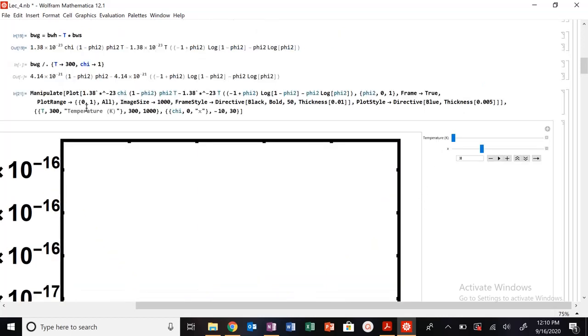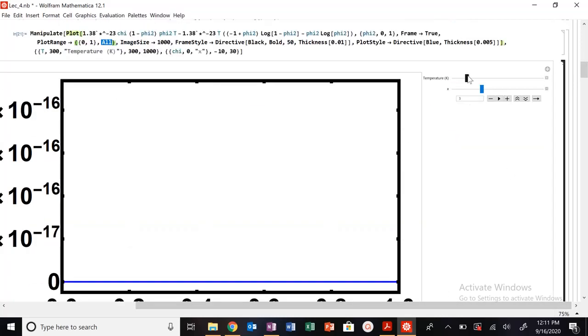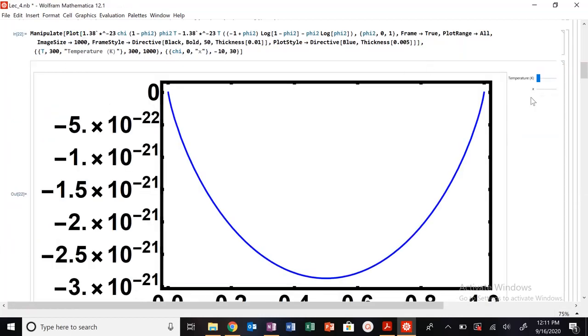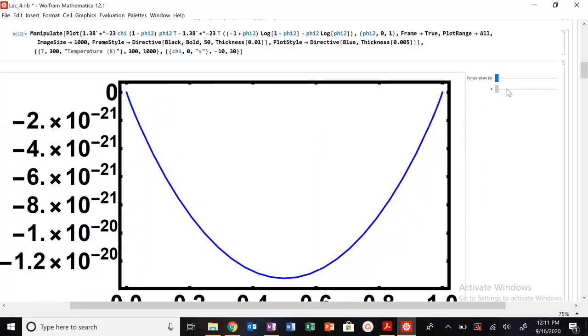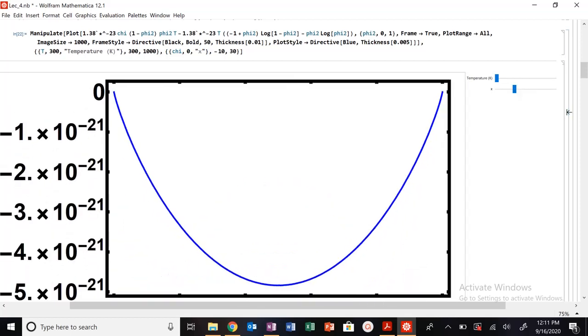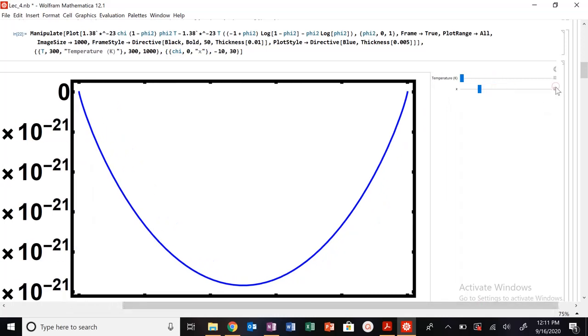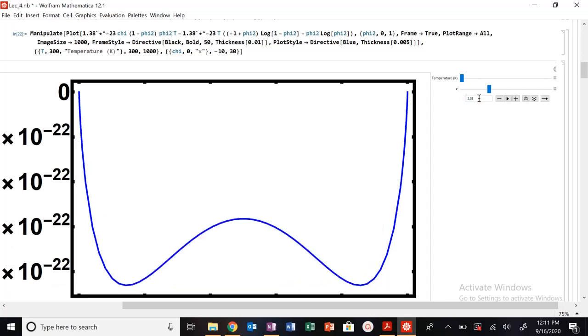Let's get rid of that plot range here. Increase temperature. I'm going to do plot range all here as well. So if I increase my chi, you'll see here, let's go ahead and look at the values. As I increase chi, as I get to 2, I start to get a little flat. If I go to 2.5, I get this change in concavity here.